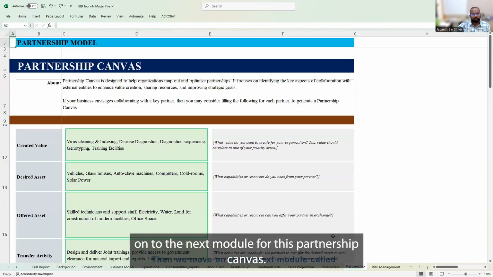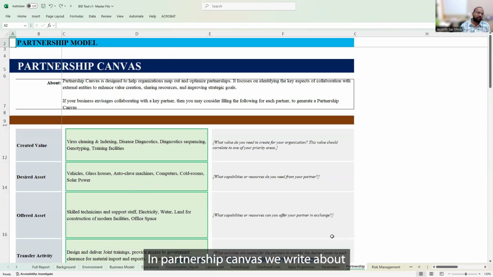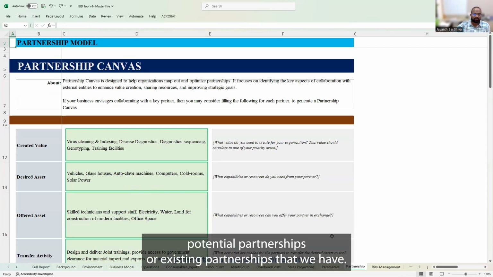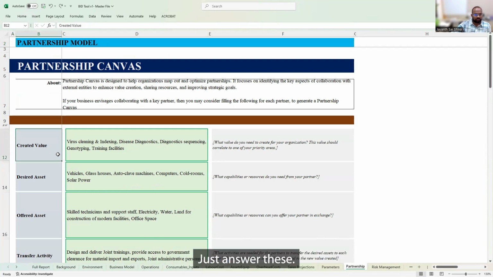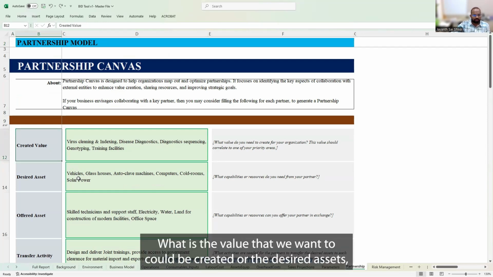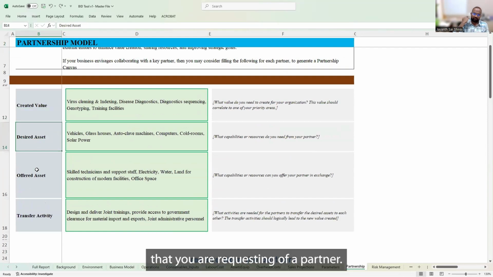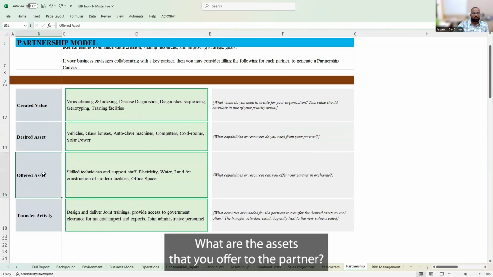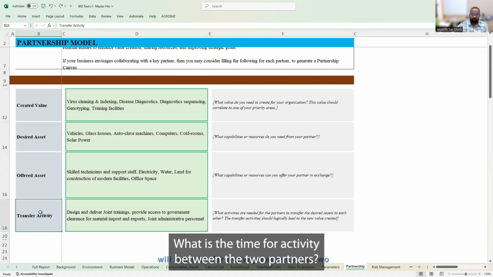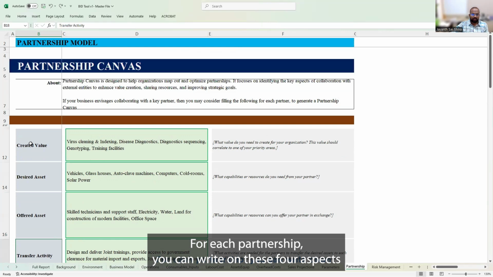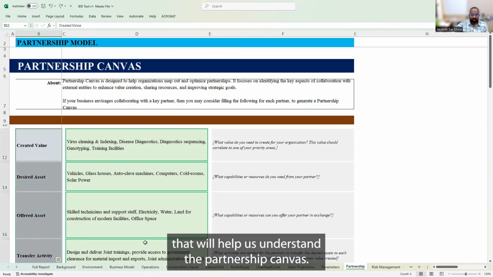Then we move on to the next module called the partnership canvas. In the partnership canvas, we write about potential partnerships or existing partnerships that we have. Just answer these. What is the value that you want to be created? What are the desired assets that you require from a partner? What are the assets that you offer to the partner? What is the transfer activity between the two partners? For each partnership, you can write down these four aspects that will help us understand the partnership canvas.